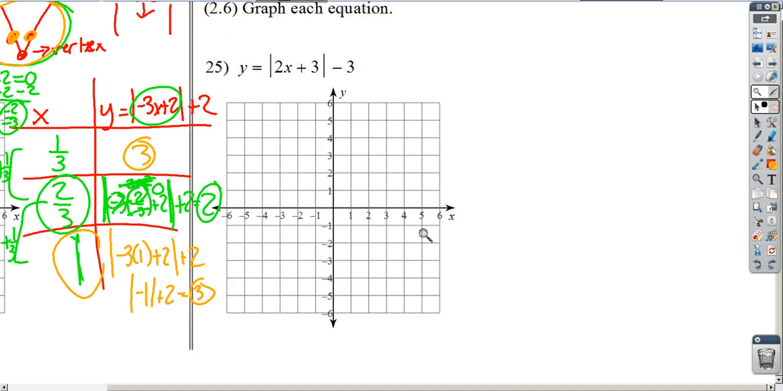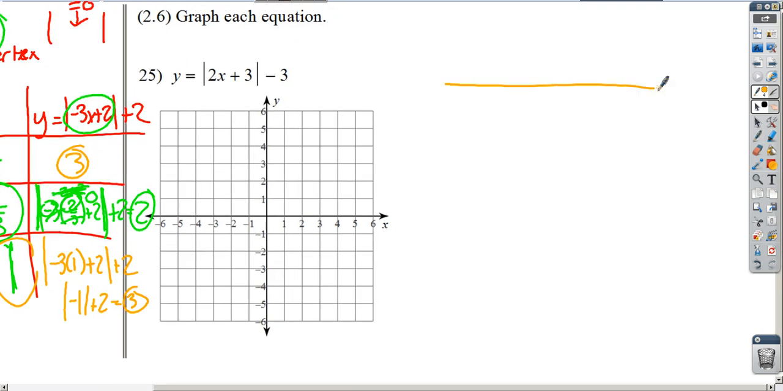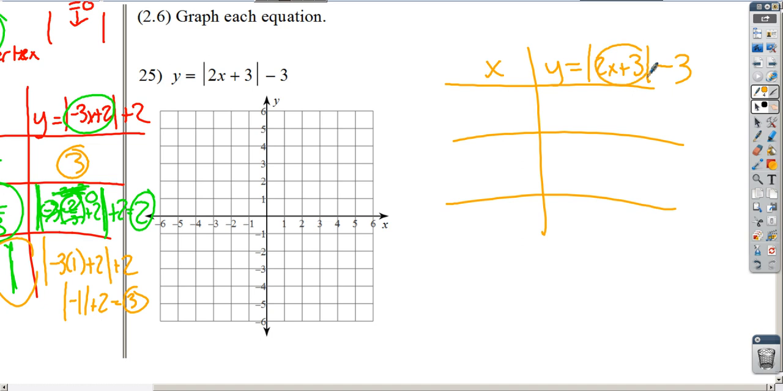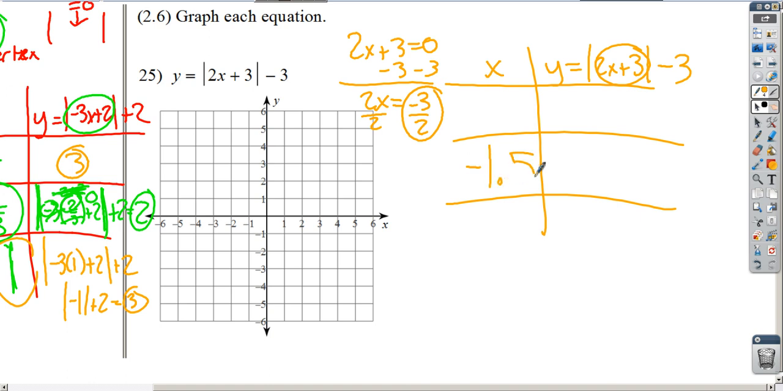All right, let's do the same thing on 25. We'll make a table of values right here. So first thing we always want to do is start by finding the vertex, which means when does this thing equal 0? So we'll set it equal to 0. We will subtract 3 from both sides. We solve for x by dividing by 2. So there is the value of the vertex. And -3/2, that's the same as -1.5.